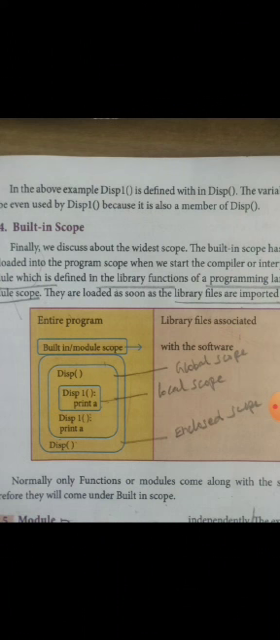The fourth one is the built-in function, that is, built-in scope. Any variable or module which is defined in the library functions of a programming language has built-in or module scope. They are loaded as soon as the library files are imported into the program.